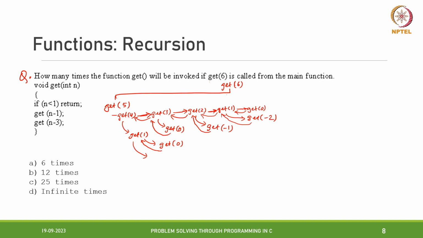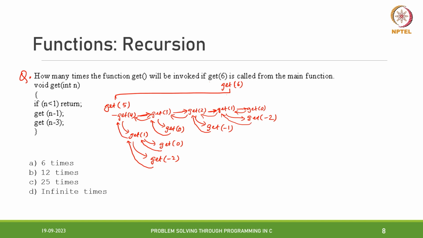Now get of 1 will again call who? N minus 3, so minus 2, and again the condition is fulfilled, control will come back here to get of 1. Now get of 1 has no further statements to execute, so it will send the control back to get of 4.